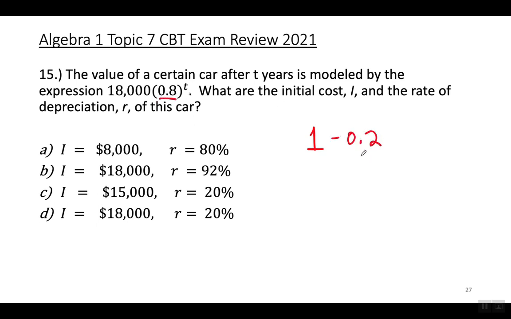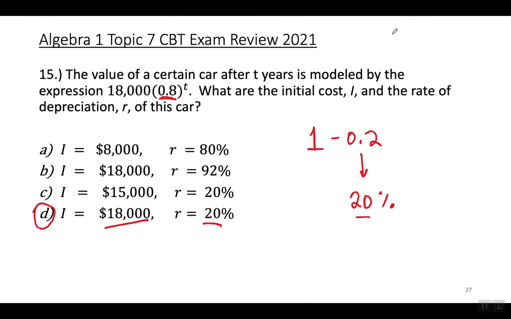So therefore, the rate of depreciation, if you change 0.2 to a percent, is 20% by moving the decimal point 2 times to the right. Remember here, if it's 1 plus r, if it's 1 plus a positive number, it's exponential growth. If it's 1 minus a number, it's decay. So 1 minus 0.2 would give you the number that's here, which is 0.8. All right, so the initial amount is $18,000 of the car, and the rate of decay is 20%.